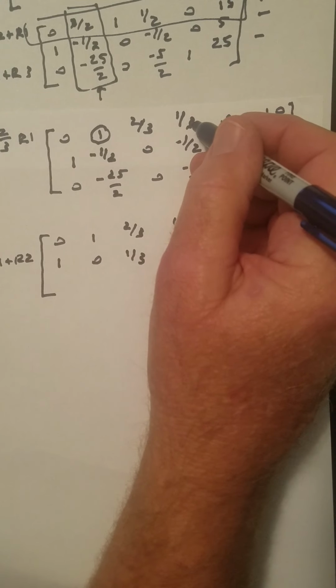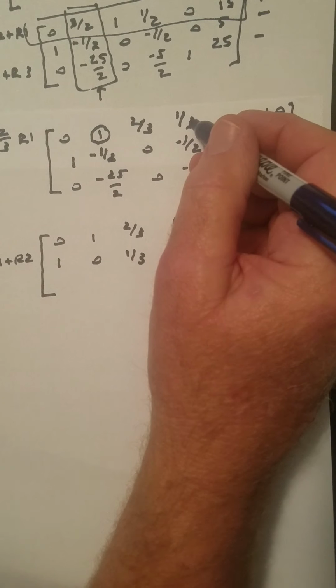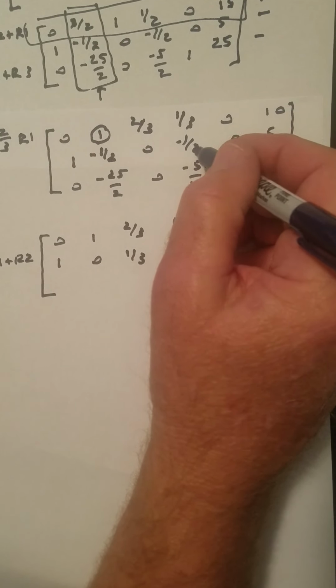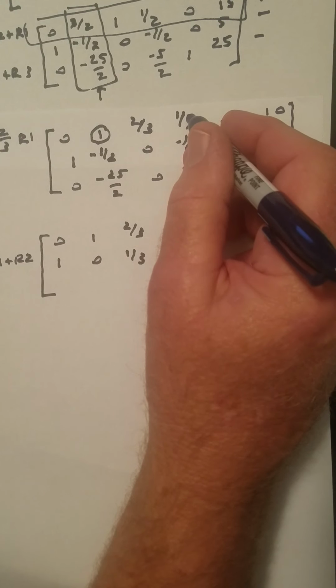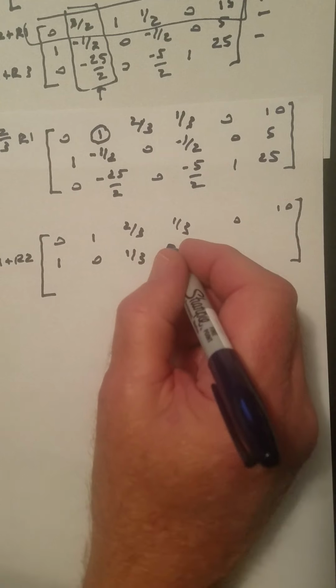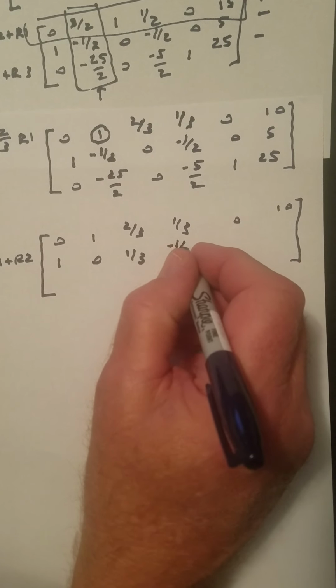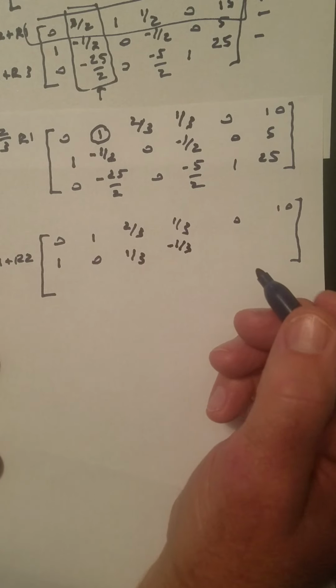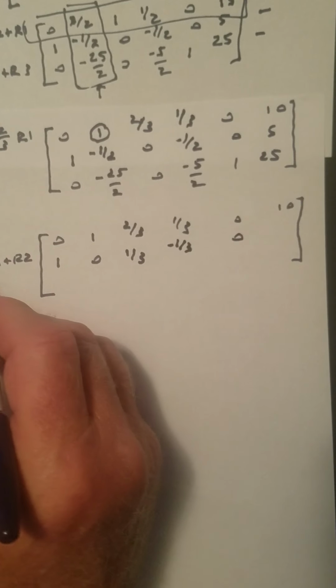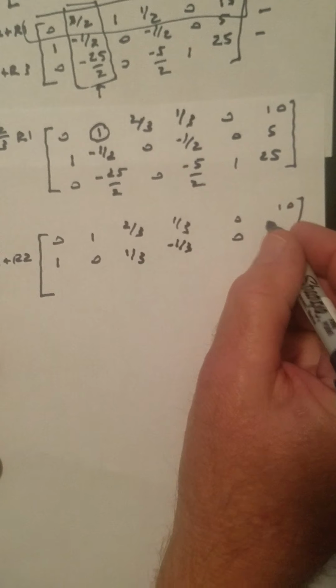1/2 times 1/3, that's going to be 1/6, plus negative 1/2. Think of that as negative 3 over 6. So I got 1 over 6 and negative 3 over 6. That's negative 2 over 6, which is negative 1/3. 1/2 of 0 is 0, plus 0 is 0. 1/2 of 10 is 5. 5 plus 5 is 10.